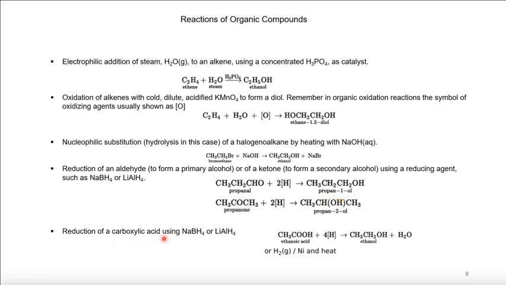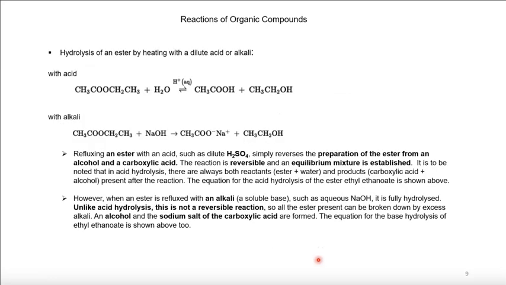The reduction of carboxylic acid. If we have a carboxylic acid and we reduce it with any one of these reducing agents, we also get ethanol. In this case, hydrogen gas with nickel as a catalyst, and we heat it and we get this. Okay.